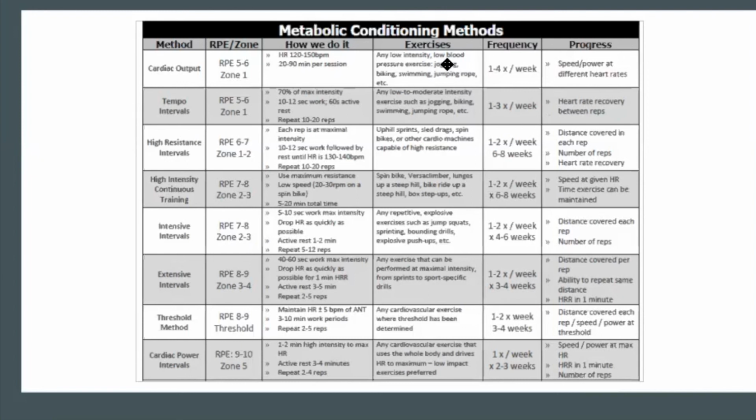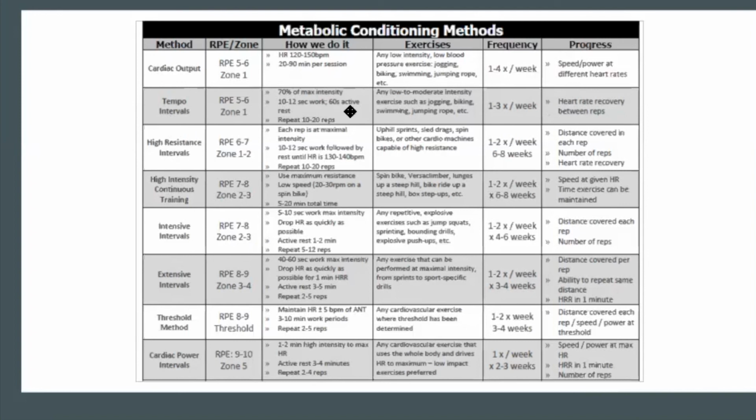One quick note, out here it says jogging, jumping rope, etc. I usually try to keep that low impact, unless it's somebody like a runner, so that the joints aren't taking the brunt of foot striking every time somebody is doing 30 to 60 minutes plus of cardiac output work. Tempo intervals are higher intensity.